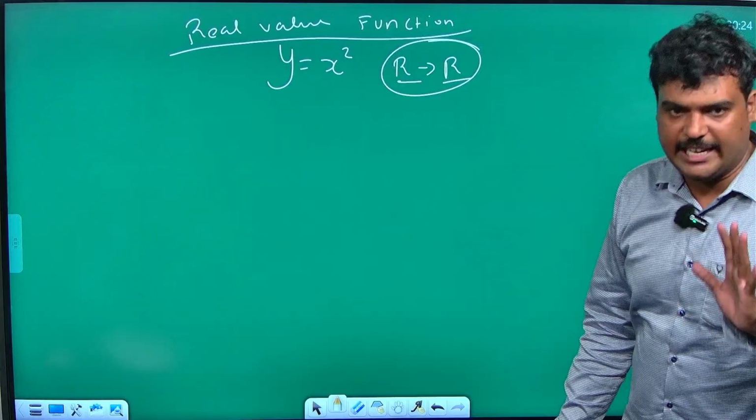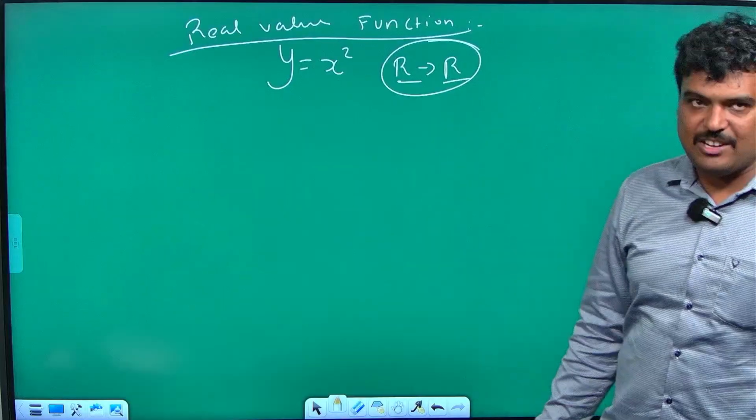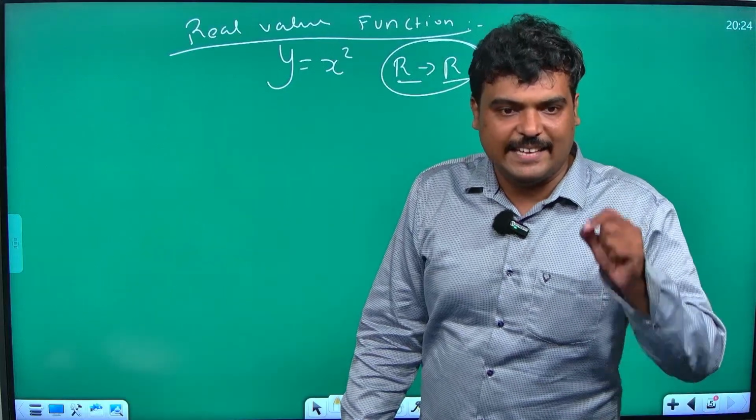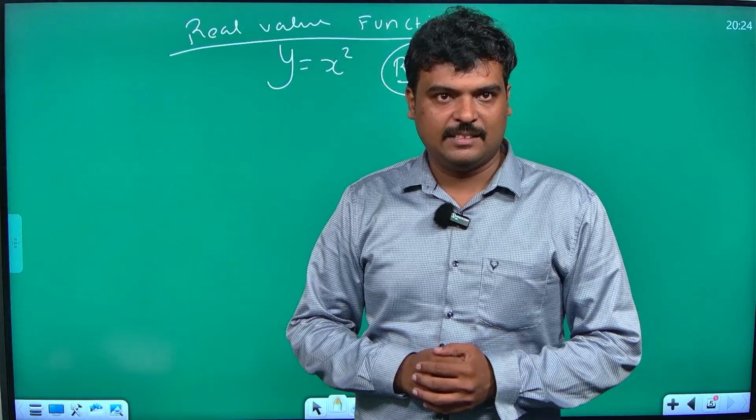If I don't explain the codomain and domain, naturally that function will be called a real value function. It means that it has a real number input and a real number output. Are you getting this, guys? Hope you are getting it, right.